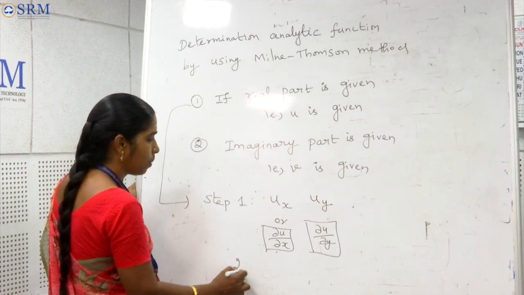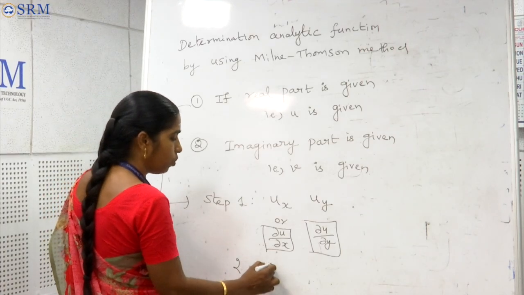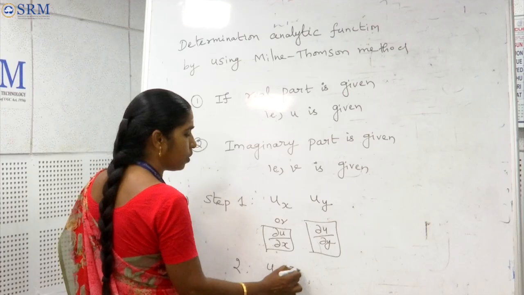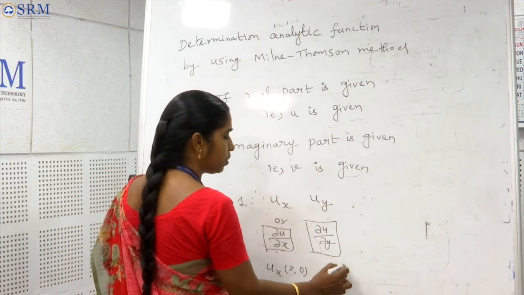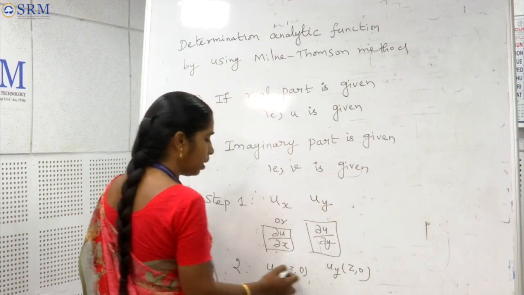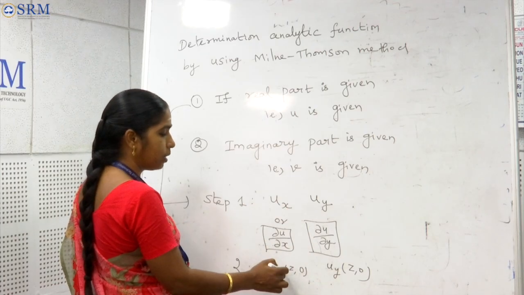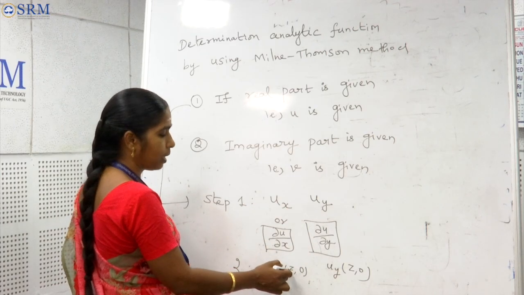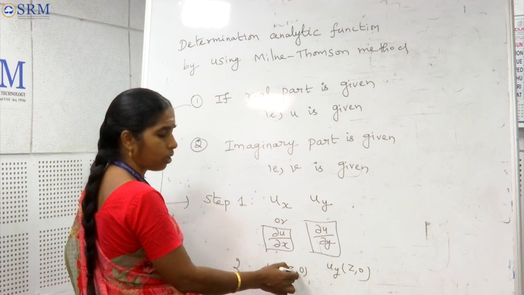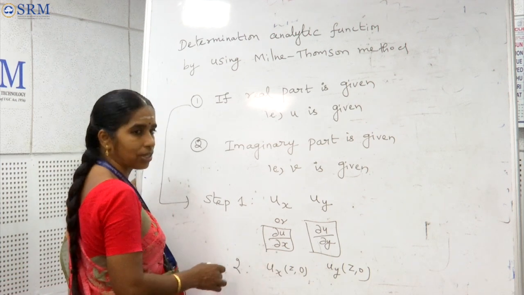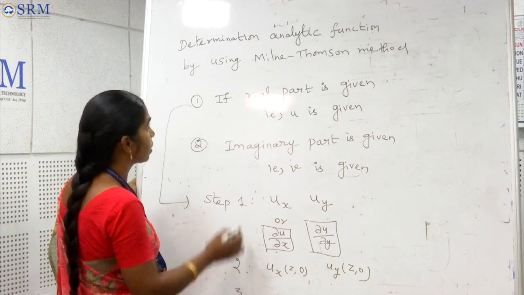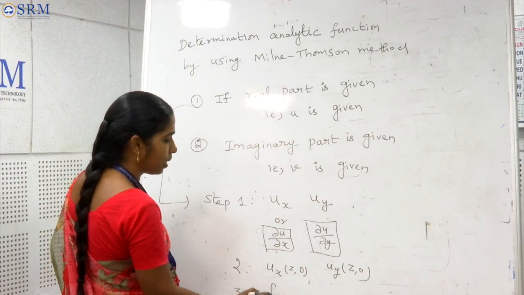In the second step, at the point u_x(z,0) and u_y(z,0). The meaning is, you find u_x and u_y at the point (z,0), x replaced by z, y replaced by 0. This is the next step. In the final step you construct the analytic function, you find f(z).